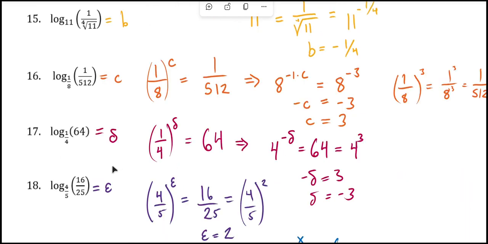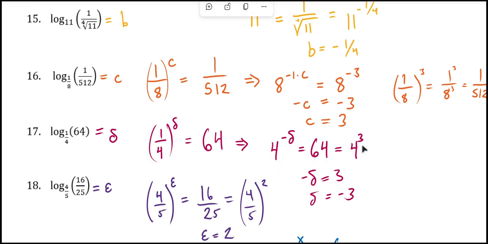Here's a couple more for us. I have log base 1/4 of 64 is equal to delta. In other words, what power do I need to raise 1/4 to in order to get 64? This can, I think, more easily be seen if we rewrite things in terms of a base of 4 rather than a base of 1/4, which just puts this negative sign in our exponent.